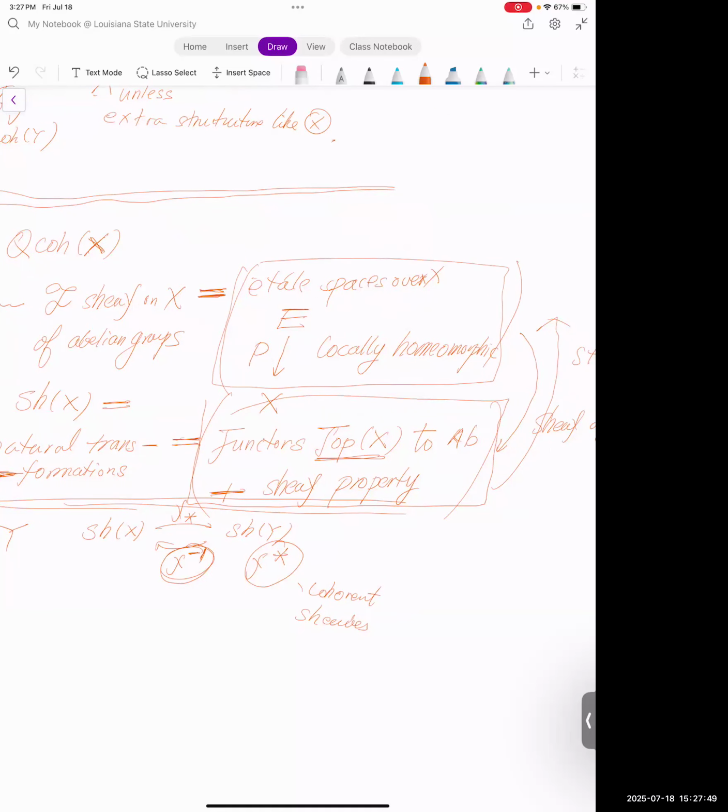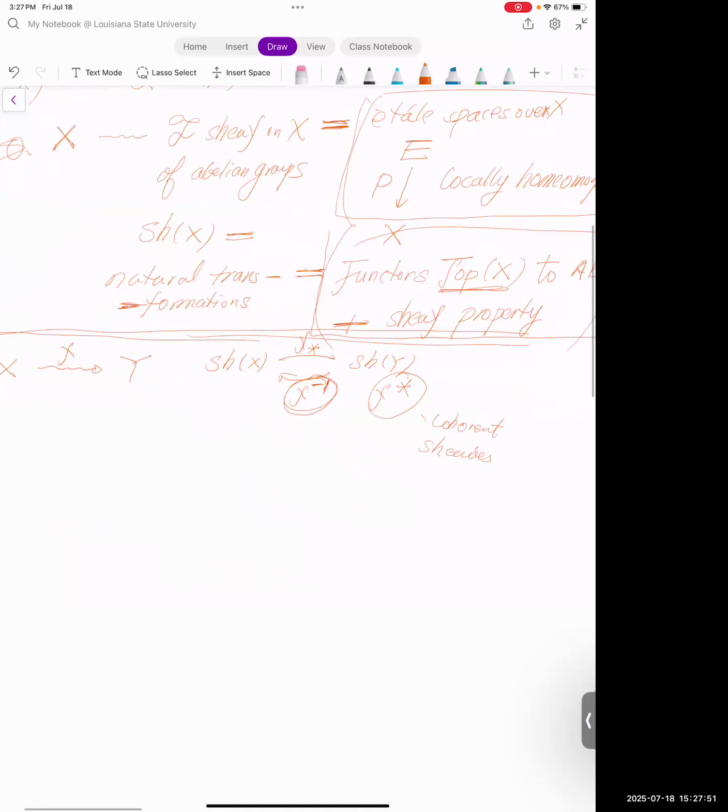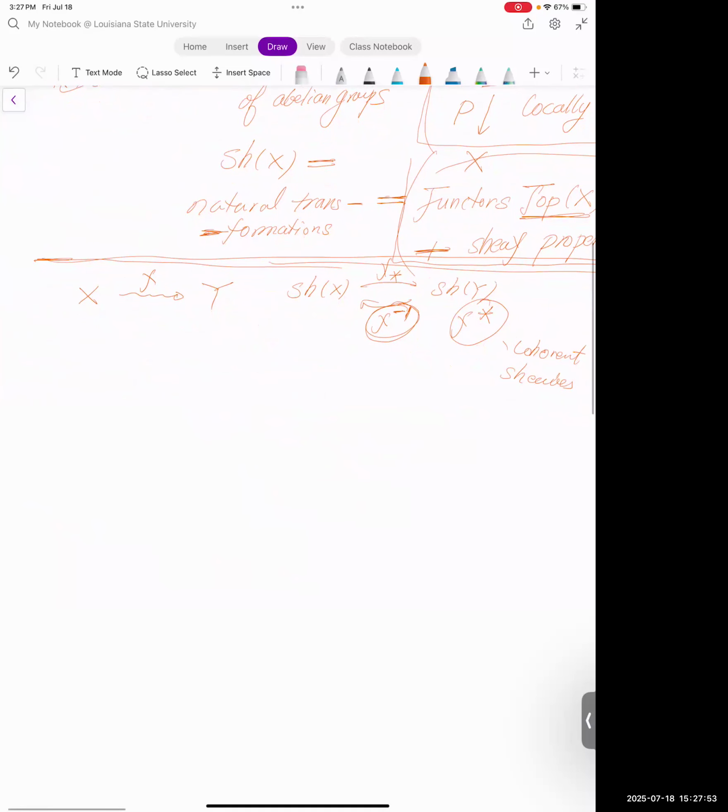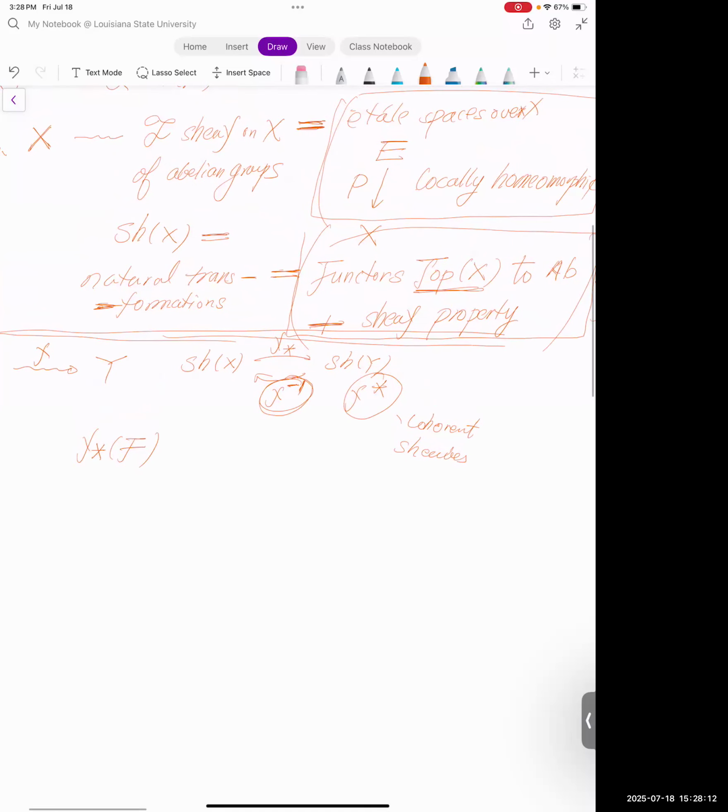So let me explain this. Suppose you have a sheaf on X. You can push it forward by applying this continuous map from X to Y, and you're going to have a sheaf on Y. Now, in order to define a sheaf on Y, you can either use the Étale space description or the functor description. And it's easier to view it in the functor description.